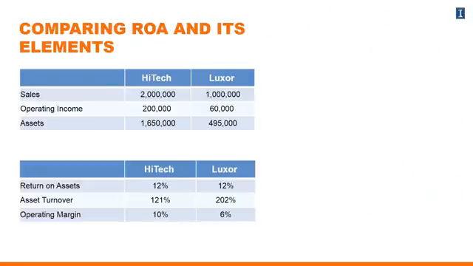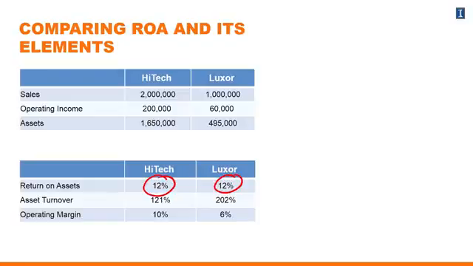Now, if you see, you've got the solutions given to us on the next slide. We have the return on assets, the asset turnover, and the operating margin for both of these companies. What do you notice here? You see that the return on assets for both these companies is exactly the same. It's at 12%.